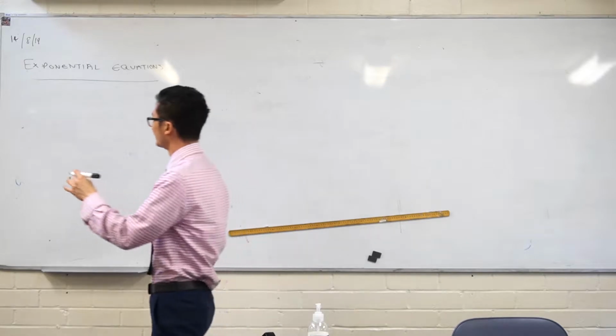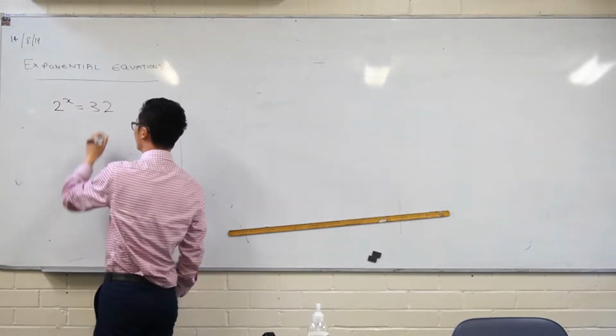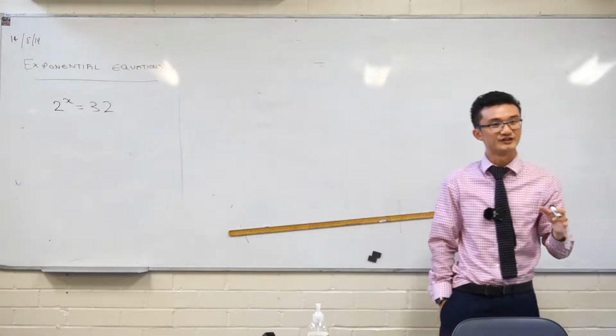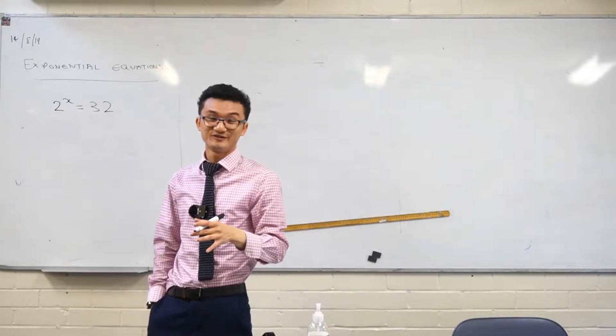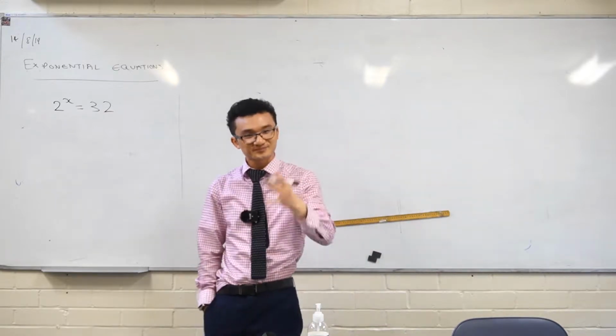And we're going to be looking at something like this: 2 to the x equals 32. Now, back in the beginning, around term 1, we solved things like this using... What did we use? You can use logs, but let's go back to term 1. You changed the 32 into base 2.